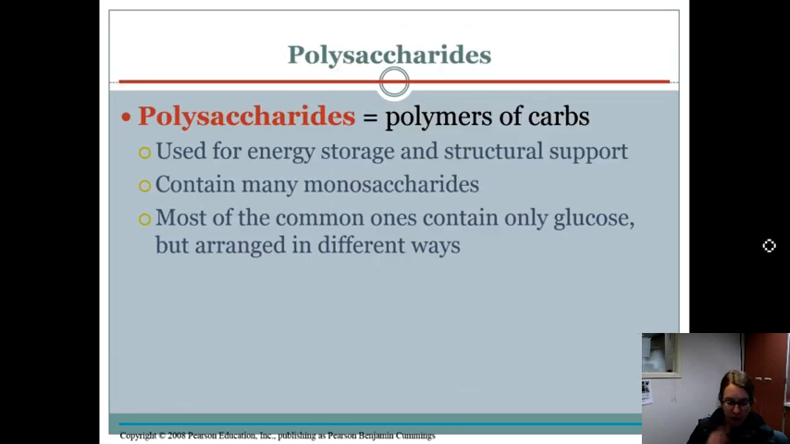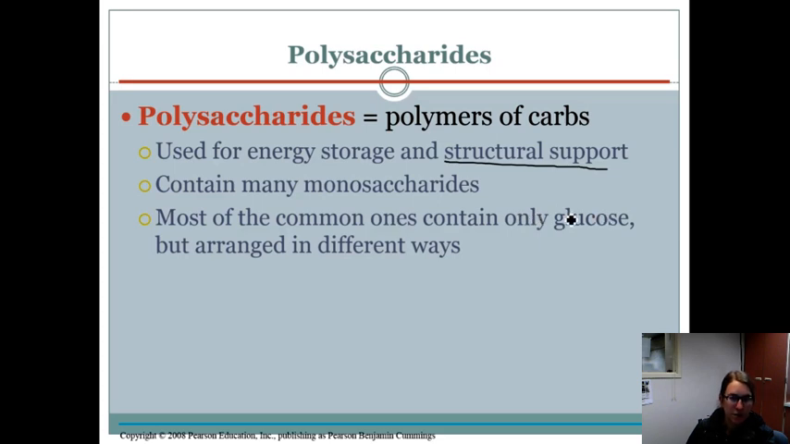So if you put more than 2 monosaccharides together, then we call it a polysaccharide, because poly meant many. The polysaccharides are used to store energy, and then if you want to actually use that energy, then you're going to have to break them up into monosaccharides. And they're also used for structural support, so they can be pretty strong.